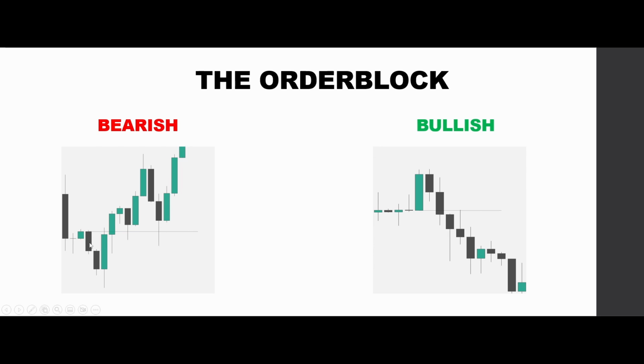This becomes a high probability order block because we've taken liquidity, and if you look inside here, this candle's high and this candle's low, there's a small fair value gap inside there. So both of these contribute to this being a high probability order block.